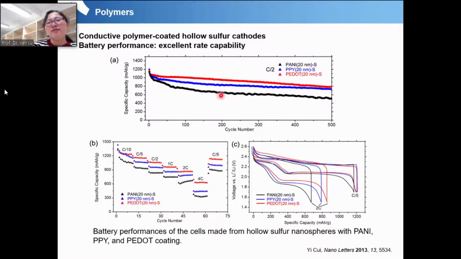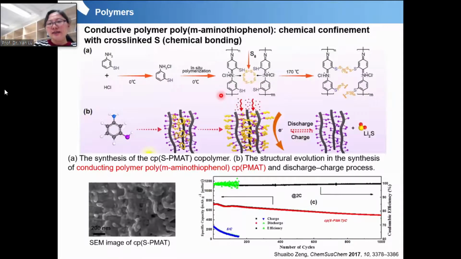This also gives a good concept: you can do surface modification on your host material to give additional chemical confinement against the polysulfide shuttle effect. And as another example for these polymer systems, there are also some polymers, because sulfur can do polymerization. Sulfur can act as a cross-linker. If you remember natural rubber, if you want to cross-link it, you need to add sulfur and do this vulcanization.